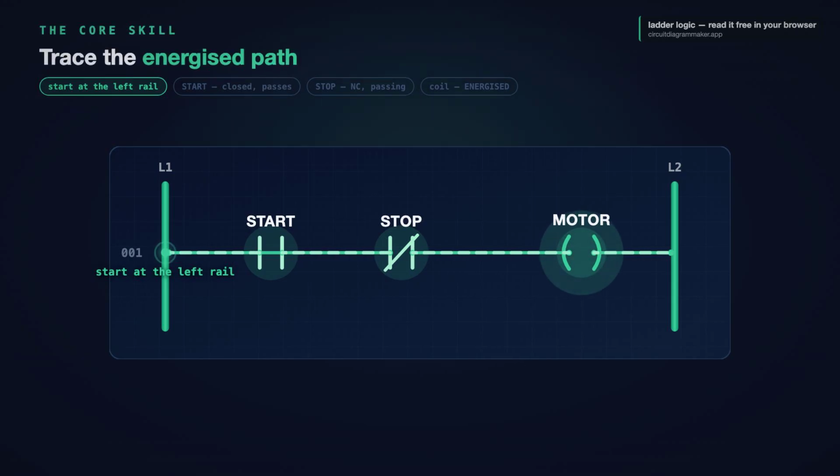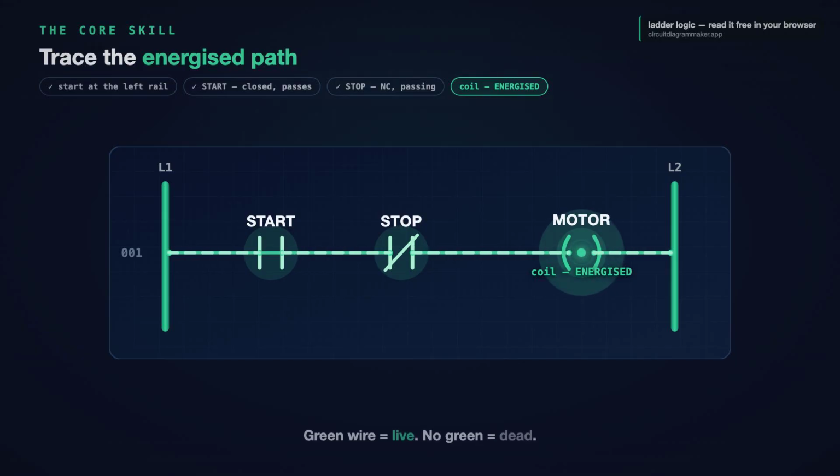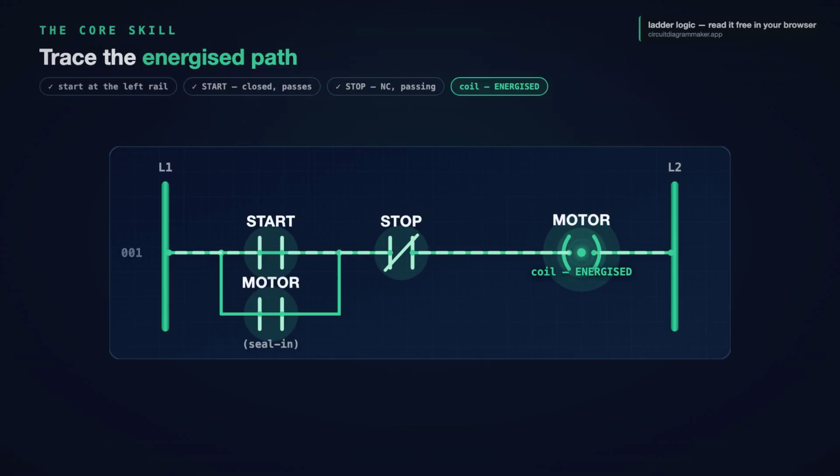Now the one skill this whole video is about, tracing the energized path. Here is the famous start-stop rung, live on screen. Rest your eye on the left rail, because power always starts there. Then walk right, one element at a time. Do not skip ahead. First contact, start, is closed, so power passes. Keep walking. Next, stop, a normally closed contact. Nobody is pressing it, so it is passing too. Keep walking. The power reaches the coil, and the coil is energized. The motor is on. That is the green path. Every wire it touches is live. Every wire it does not is dead.